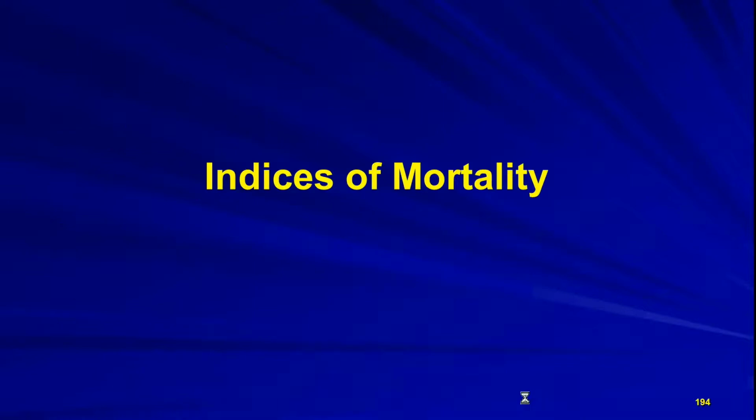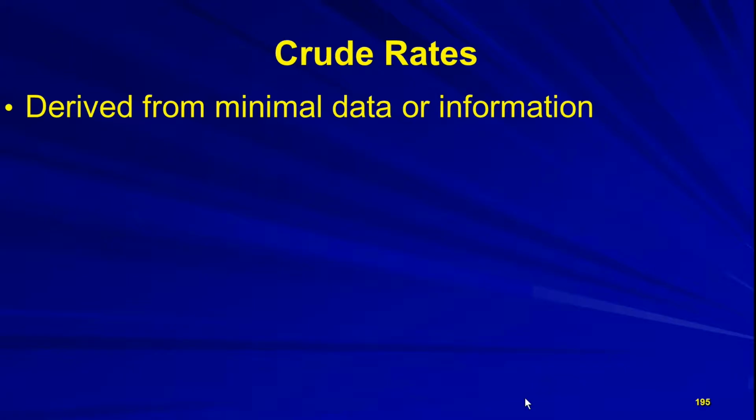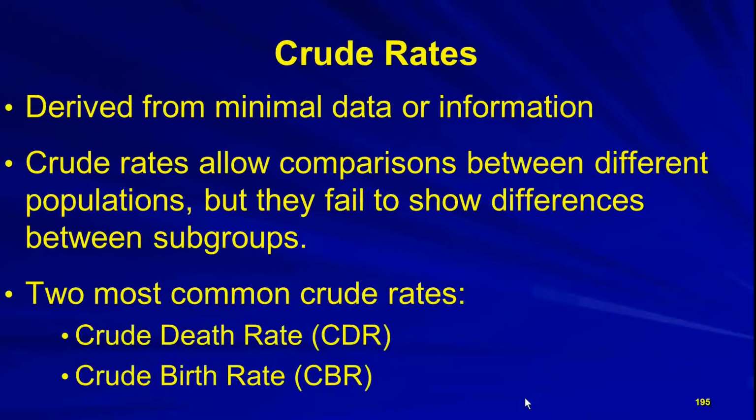Okay, I'd like to talk about indices of mortality. And what we find is that the two most common indices of mortality are crude death rate and crude birth rate. And how come these are the most common? Because that's what everyone does. They are born and they die. And how long you live is the only varying factor in that.